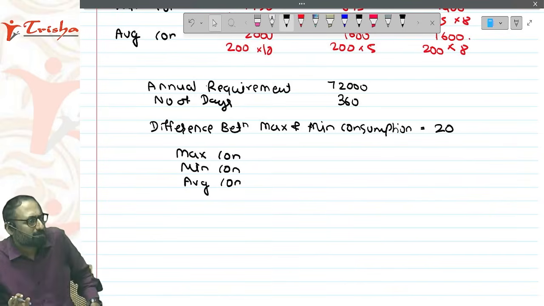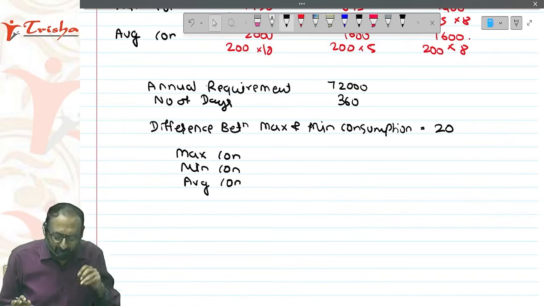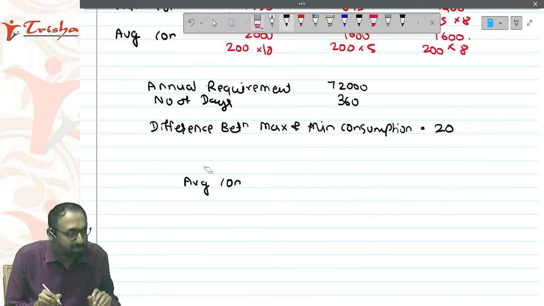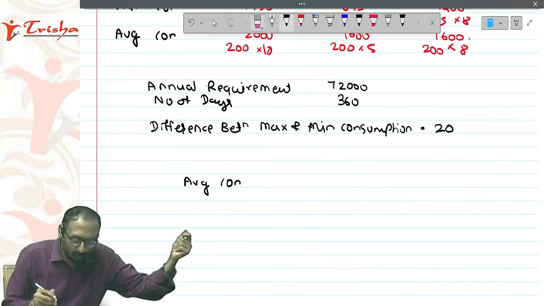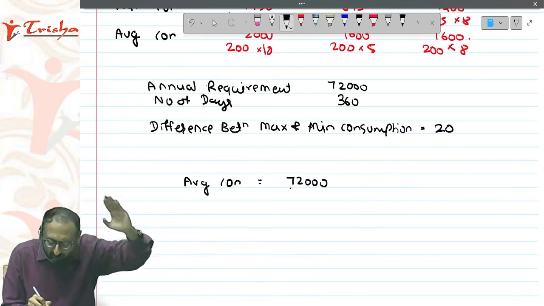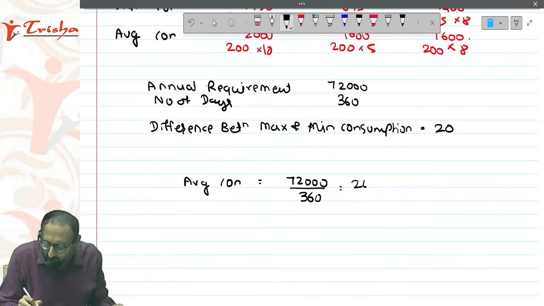Most important point, Sirji. How to do that? Can you please guess how to do that? First of all, you can calculate average consumption. How can you calculate average consumption? Concentrate. Annual requirement 72,000 divided by 360. So this is your average consumption. Is it 200 quantity, Sirji?